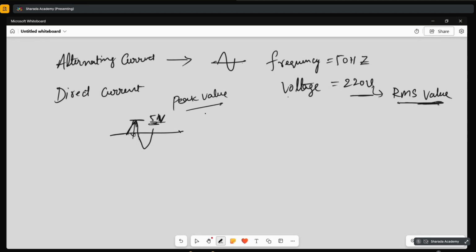And that peak value, they also call it the amplitude. And the number of cycles per second, we call it frequency, that is in hertz, that is 50 hertz.